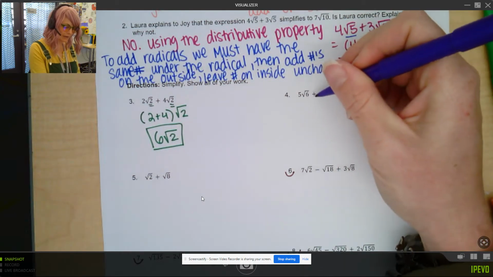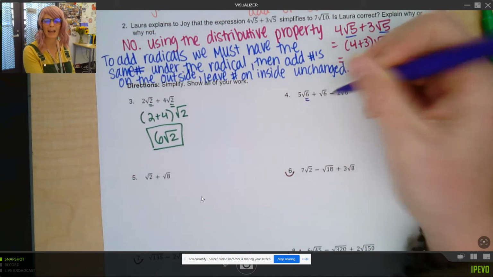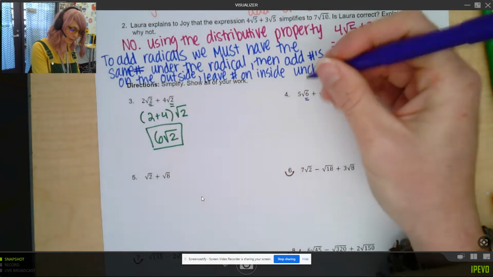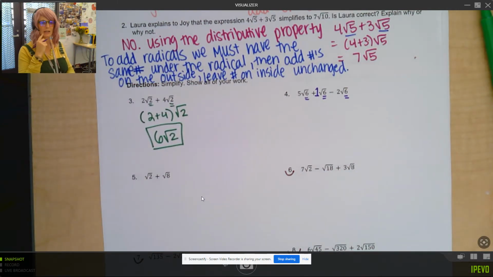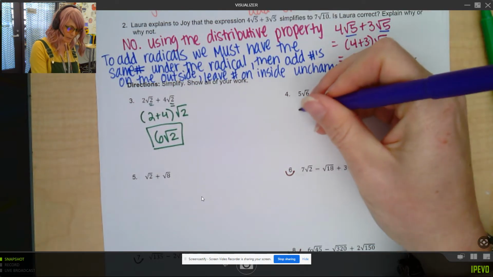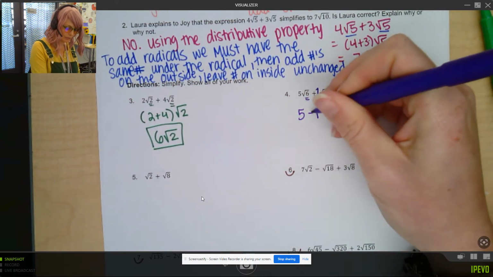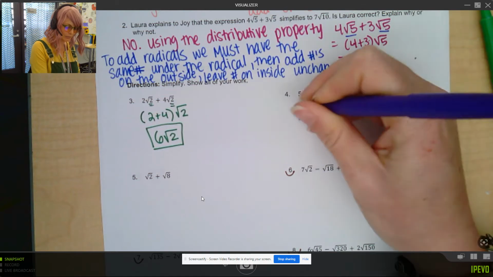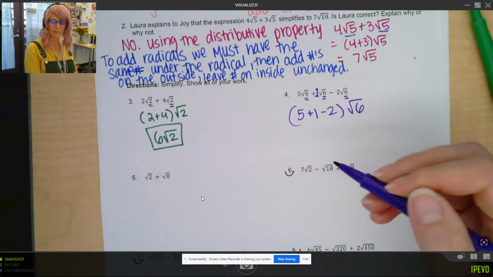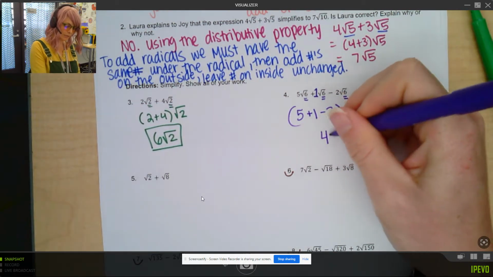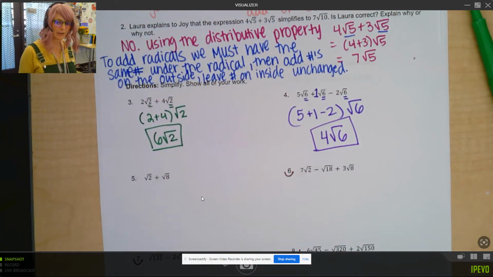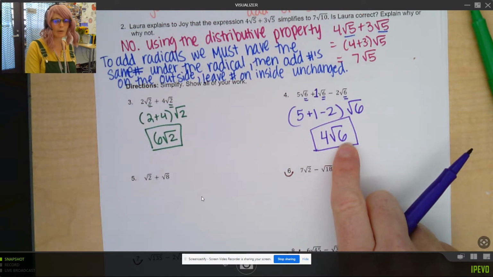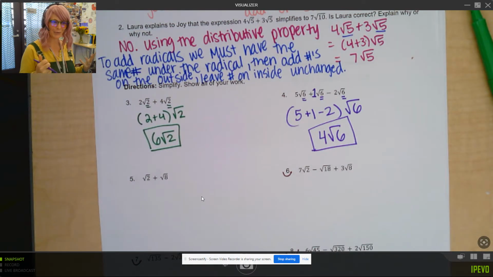Here, I have 5 root 6 plus, how many root 6 is there if there's no coefficient in front? 1 root 6 minus 2 root 6. Notice all the numbers underneath the radical are the same. So we can think about this as 5 plus 1 minus 2, all root 6. 5 plus 1 is 6, minus 2 is 4, so this is 4 square root 6. Of course, always double check if your answer is simplified all the way at the end. Square root of 6 has no perfect square factors other than 1, so we're good.